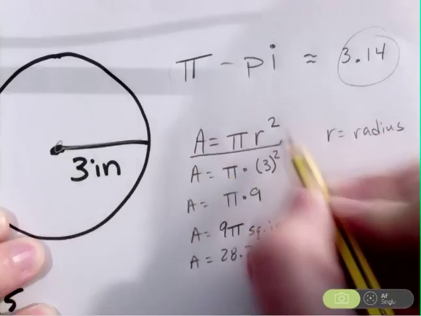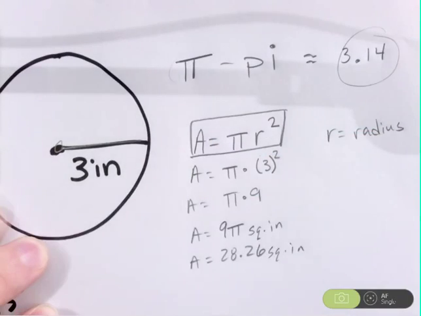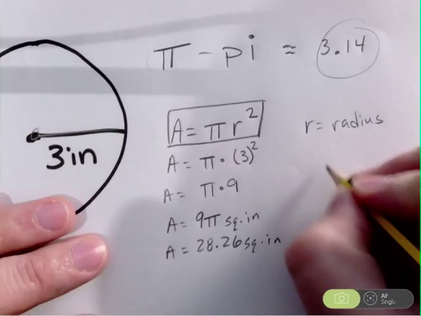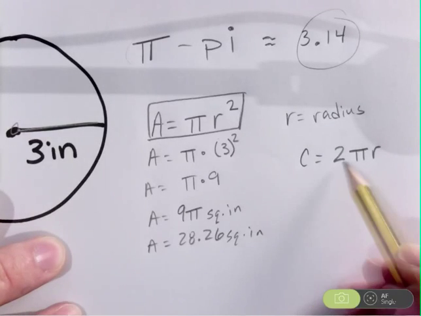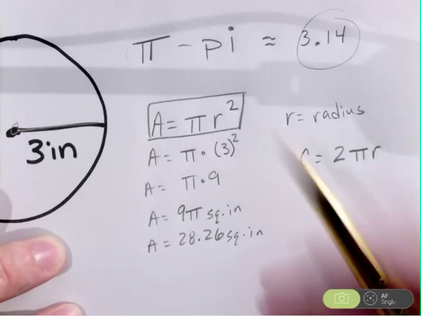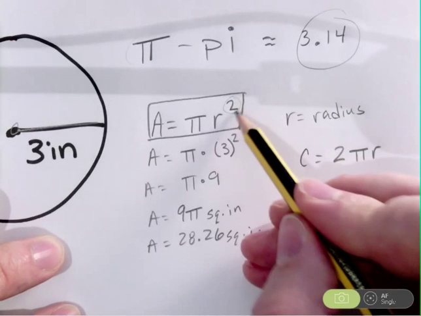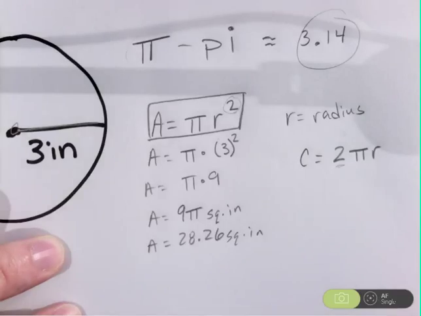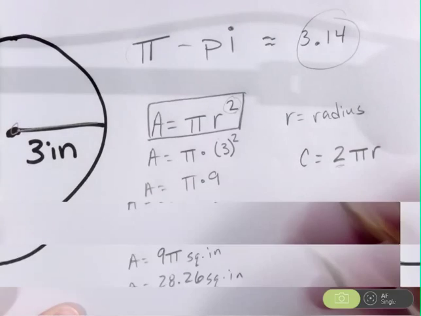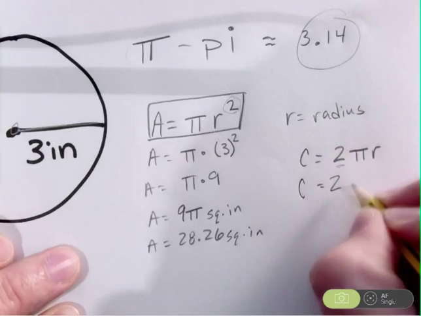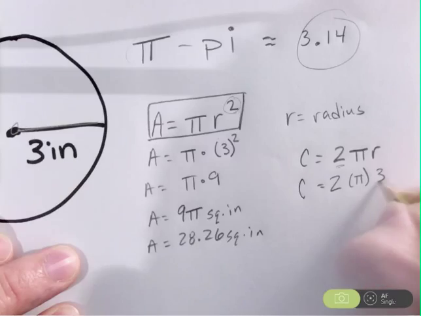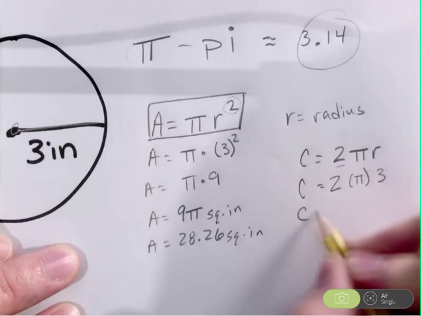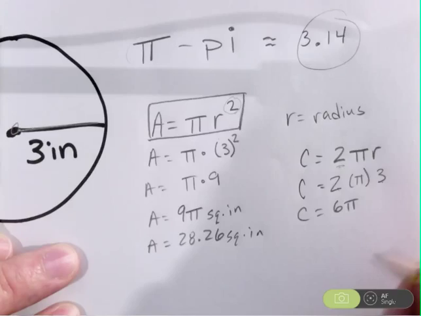Now, circumference is the same thing as perimeter, but when we do circumference of a circle, we use a different formula. And this formula is circumference equals 2 pi r. Now, some people get this confused with 2 pi r squared. It looks like the same characters, but remember, in the area formula the 2 is a squared exponent. This 2 means multiply by 2. So the circumference of this one, circumference equals 2 times pi times the radius, which is 3. Now, 2 times 3 is 6. So this is 6 pi.